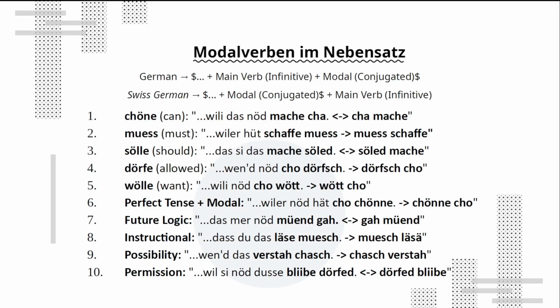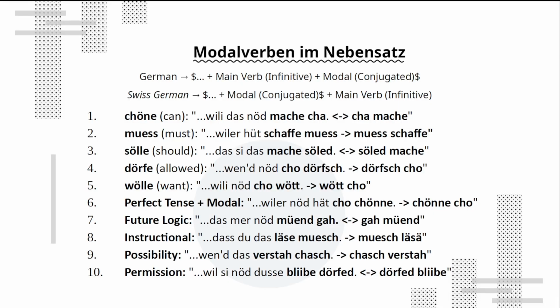Then we have Modalverben im Nebensatz. Now here the case is that you can't say it exactly the same as in German. So you have the main verb in the infinitive plus the modal verb, the conjugated one. But Swiss German, depending on the case, turns it around. So we have können, can: will ich das nicht machen kann. Or you can say, will ich das nicht kann machen. Here it's exactly the same.